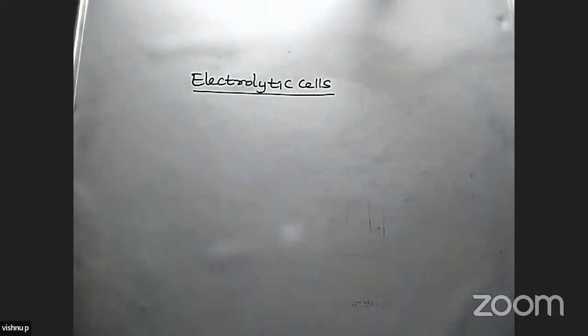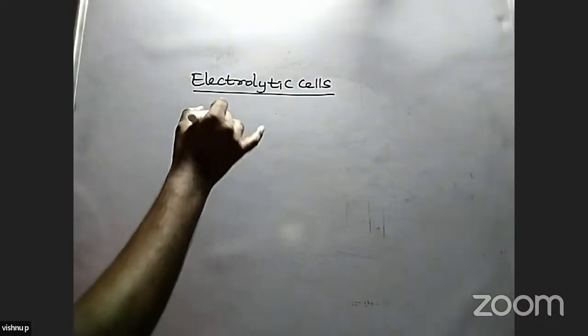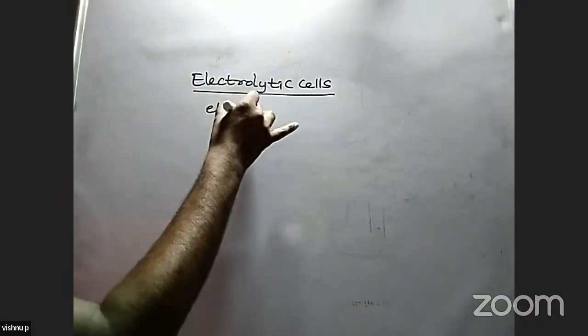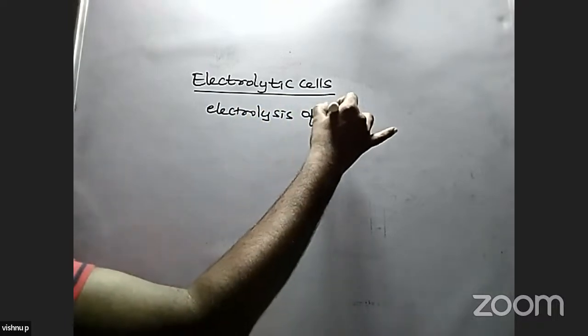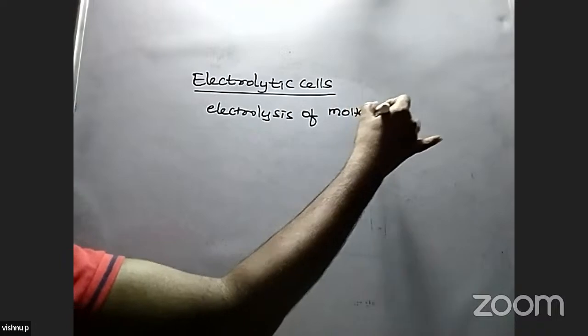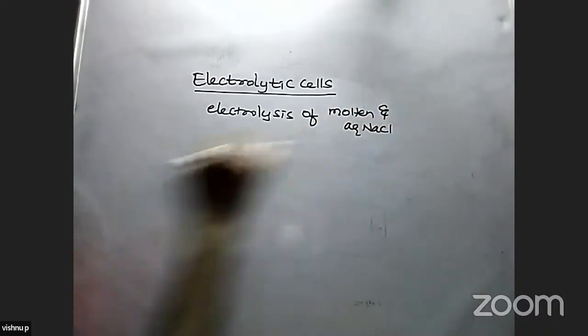In the previous class, yesterday's class, electrochemical cells were completed. And today's class will start with electrolytic cells. So we take one example: electrolysis of molten and aqueous sodium chloride.